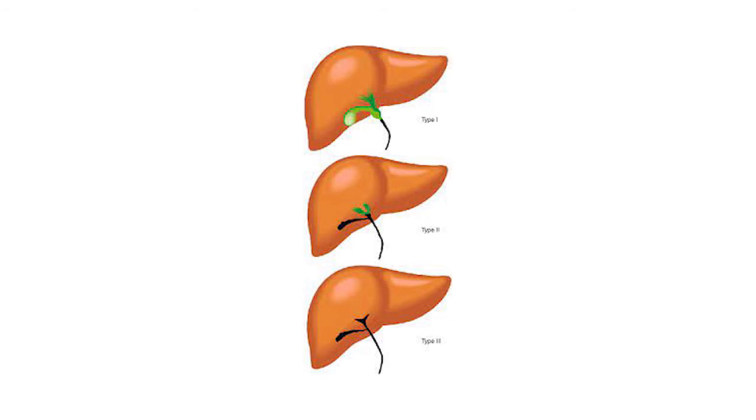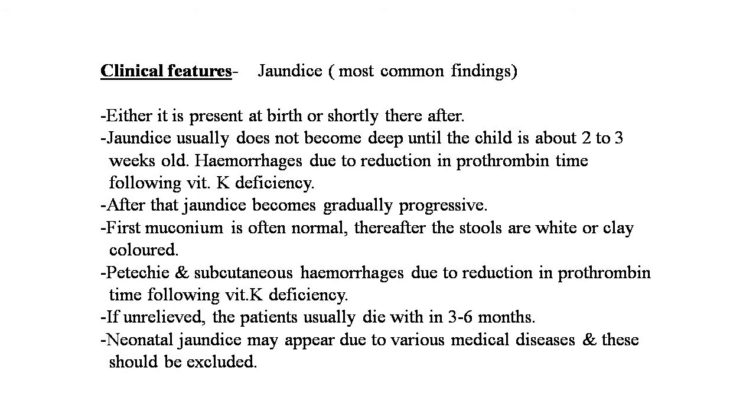Now the clinical features of atresia: jaundice is the most common finding. Either it is present at birth or shortly thereafter. Jaundice usually does not become deep until the child is about 2 to 3 weeks old. Hemorrhage may occur due to reduction in prothrombin time following vitamin K deficiency. After that, jaundice becomes gradually progressive.